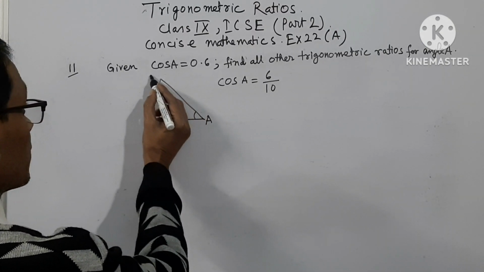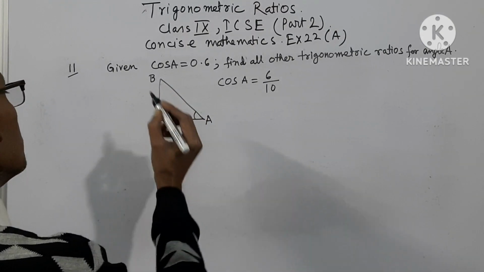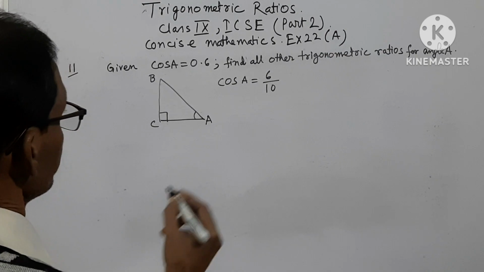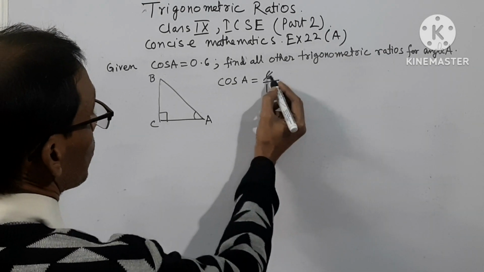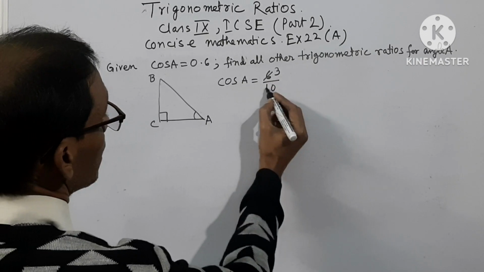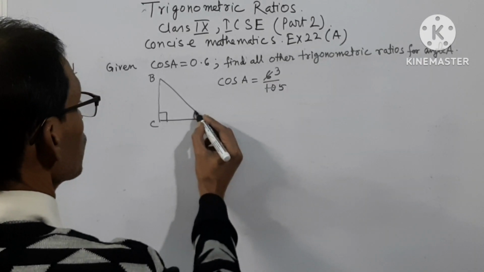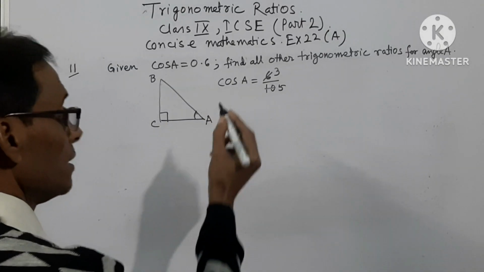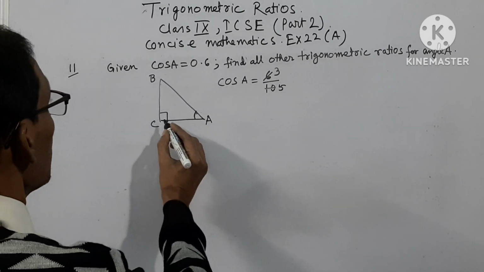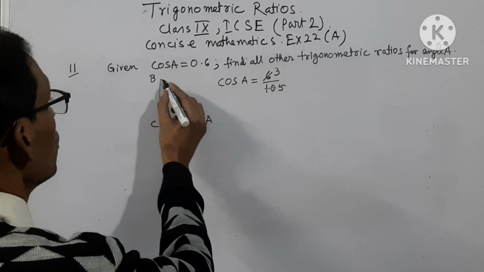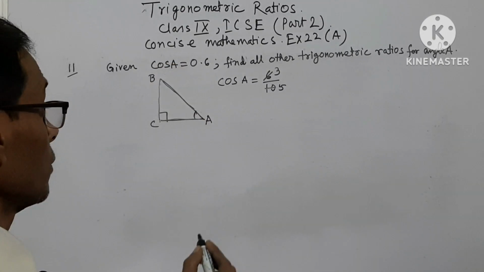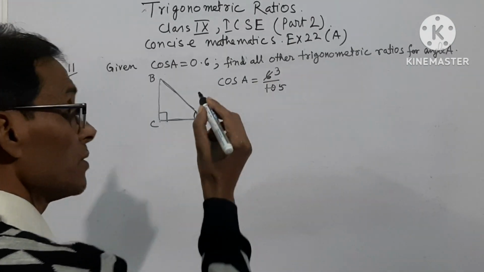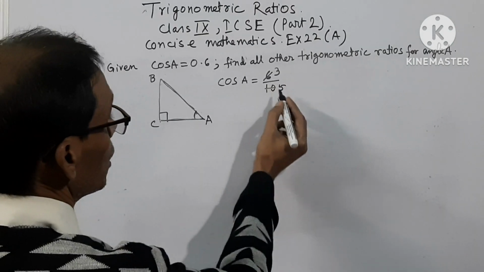Let's mark the other points also of the triangle, and C is the right angle. So if you simplify this, 3 and 5. So cos A equal to 3 by 5. That means we know cos A is the ratio of the base to hypotenuse. But base is not 3. Base to hypotenuse, the ratio is 3:5.